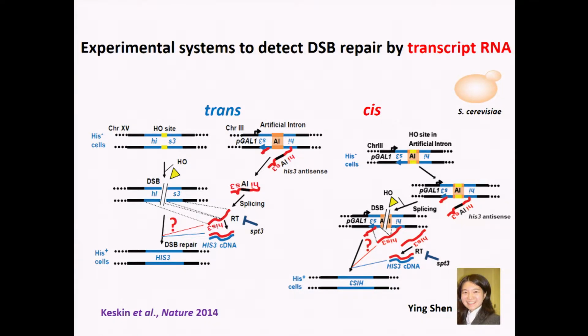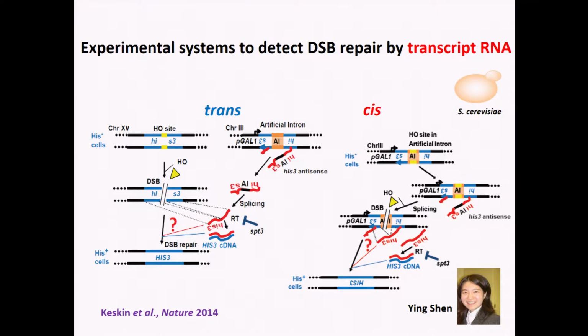But after splicing, this antisense, first of all, is different from the DNA that generated it. And so if this serves as a donor for the repair, this can restore the functional HIS3, and we can have a phenotype, we can have His plus cells.